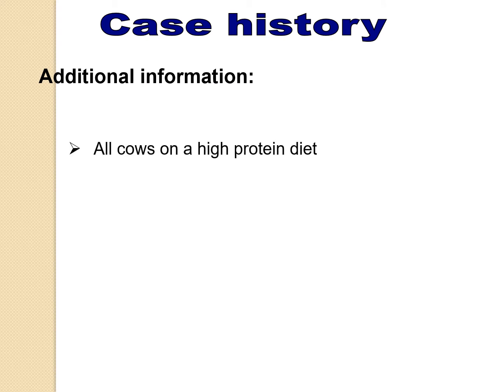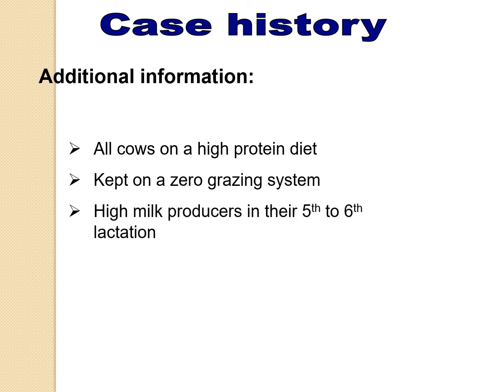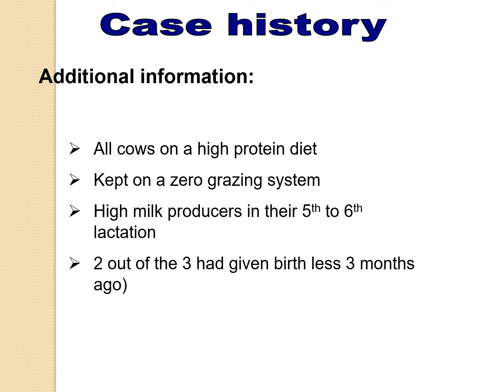Additional history is as follows. All the cows are on a high protein diet. They are on a zero grazing system. They are high milk producers in their 5th or 6th lactation, and 2 of the 3 had given birth less than 3 months before.